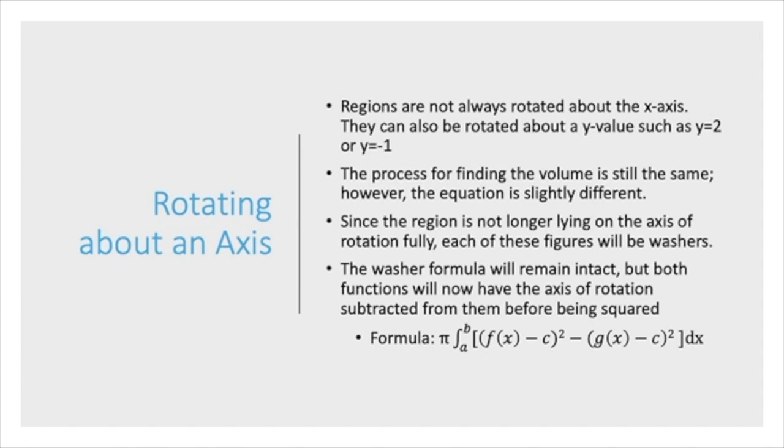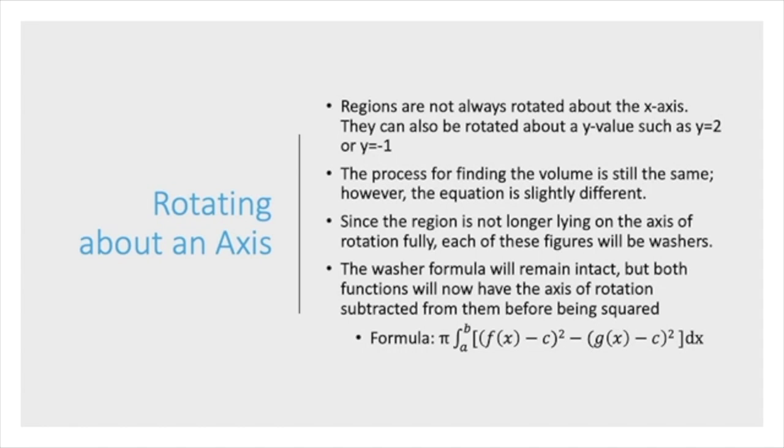Since the region is no longer lying on the axis of rotation fully, each of these figures will be washers. The washer formula will remain intact, but both functions will now have the axis of rotation subtracted from them before being squared. So the new formula is very similar to the washer formula, with just one slight alteration. The top function and bottom function will now have c, which I use as the variable for the axis of rotation, subtracted from them.